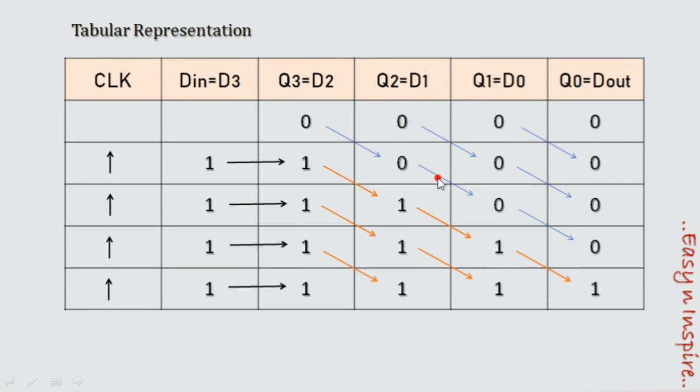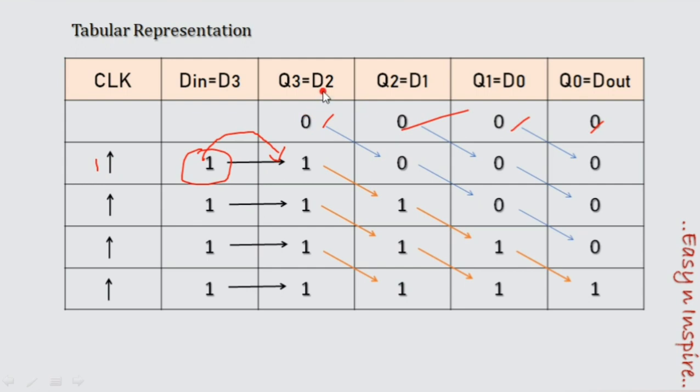This is the tabular representation of SISO. Okay. Initially, without applying any input and without applying any clock pulse, my outputs are, see, 4 zeros. First clock pulse is applied and input is given. So it is going to produce output.